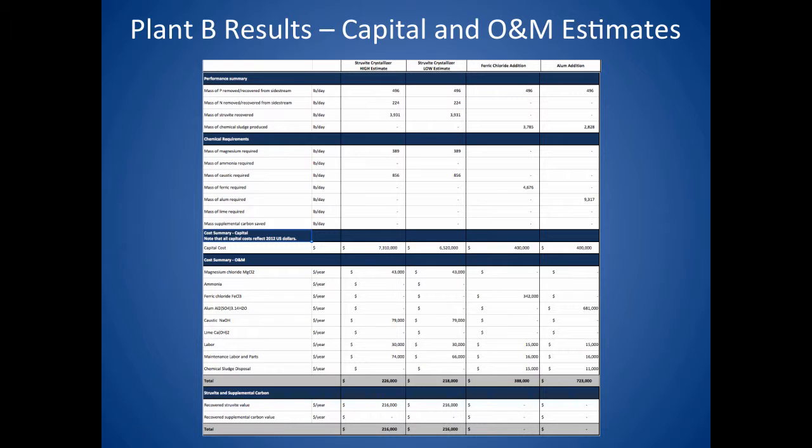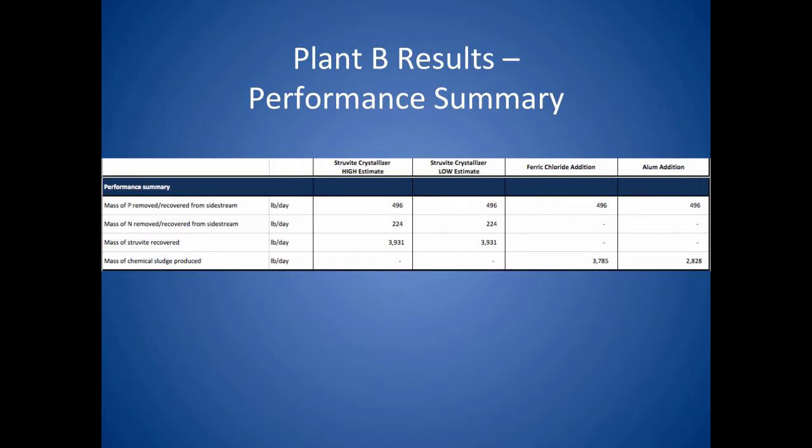It presents a side-by-side comparison of the calculations for each of the following options: struvite crystallizer high estimate, struvite crystallizer low estimate, ferric chloride addition, and alum addition. The benchmark for the performance of these options is 85% removal of orthophosphorus from the side stream flow. Since there are 584 pounds per day of orthophosphorus in the side stream, 85% removal would result in 496 pounds per day of orthophosphorus being removed.